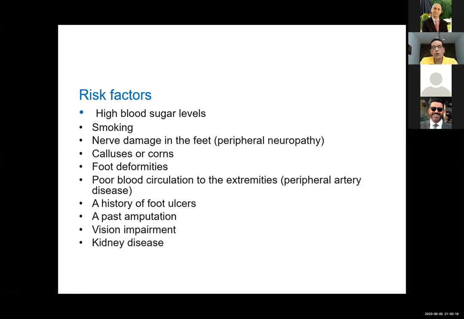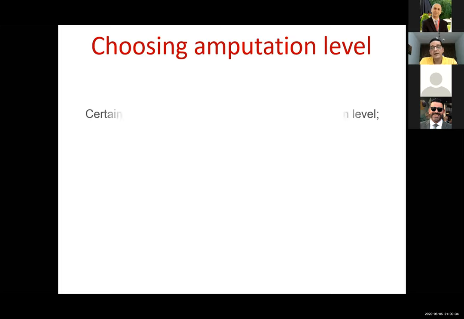Risk factors of amputation. This is the last thing. Amputation risk factors include high blood sugar level, smoking, nerve damage, callosities or corns, foot deformity, poor blood circulation, history of foot ulcer, past amputation, vision impairment. This is important: kidney disease.